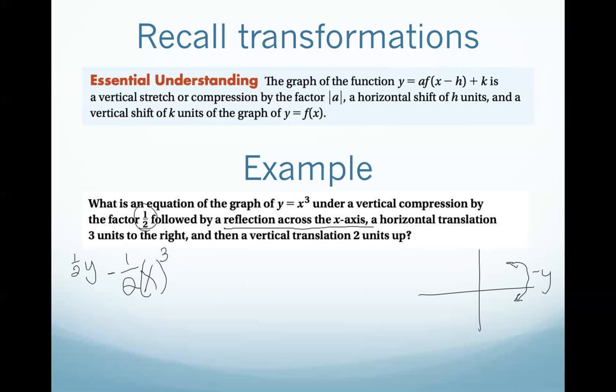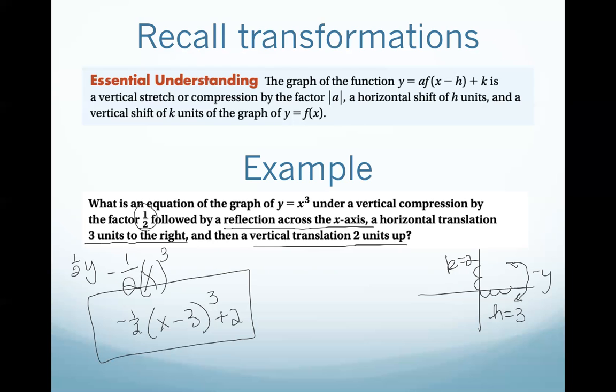And then a horizontal translation, 3 units to the right. So to move something 3 units to the right, h equals 3. So now we have 1/2 times x minus h, so that's minus 3 cubed. And then a vertical translation, 2 units up. 2 units up is k equals 2, plus 2. There's our function. So we took each of the transformations that we applied already. Remember, we did a whole project on that, on parabolas, right? So we're using those same transformations, but now for higher degree polynomials like x cubed.